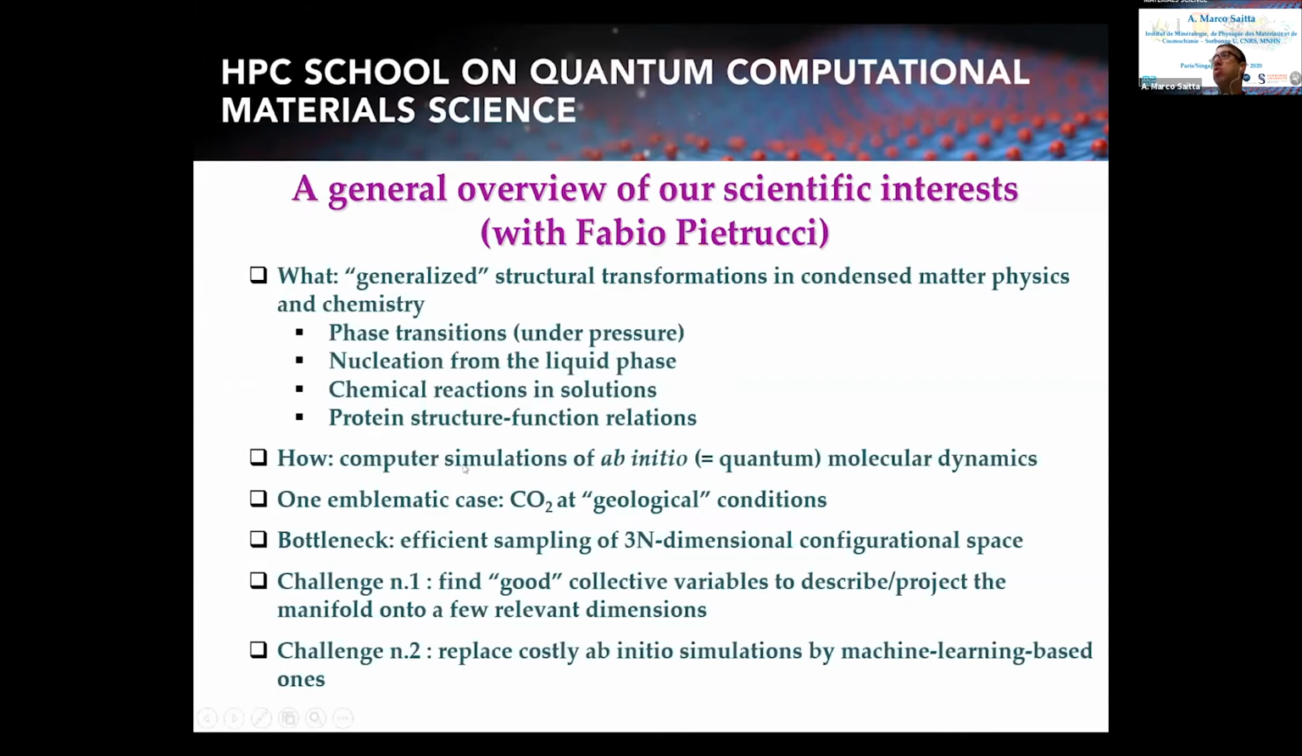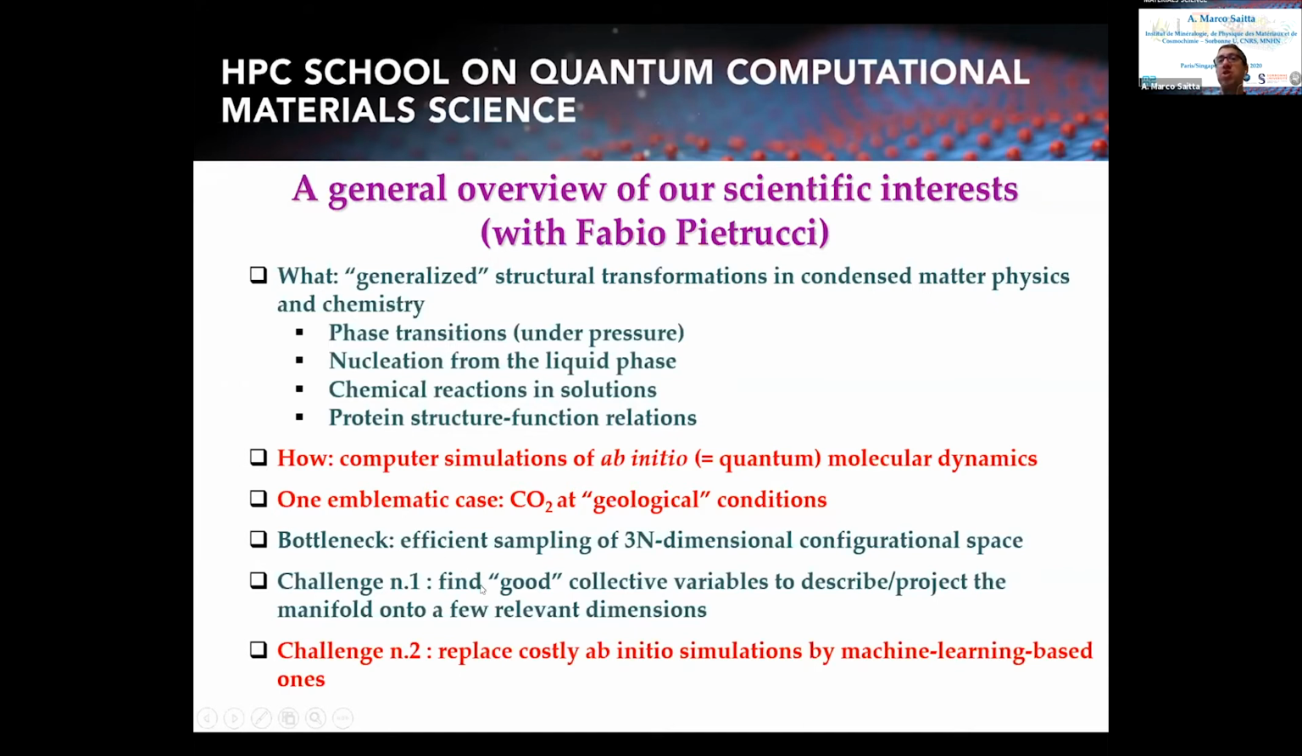And to do that, the general tool we use is computer simulation using ab initio, that is quantum-based, molecular dynamics. So today I will present just one emblematic case of using ab initio molecular dynamics. I will skip these two parts because they are very interesting, but you will see a little bit of that, a lot of that, in Fabio's talk tomorrow. And I will go straight through.